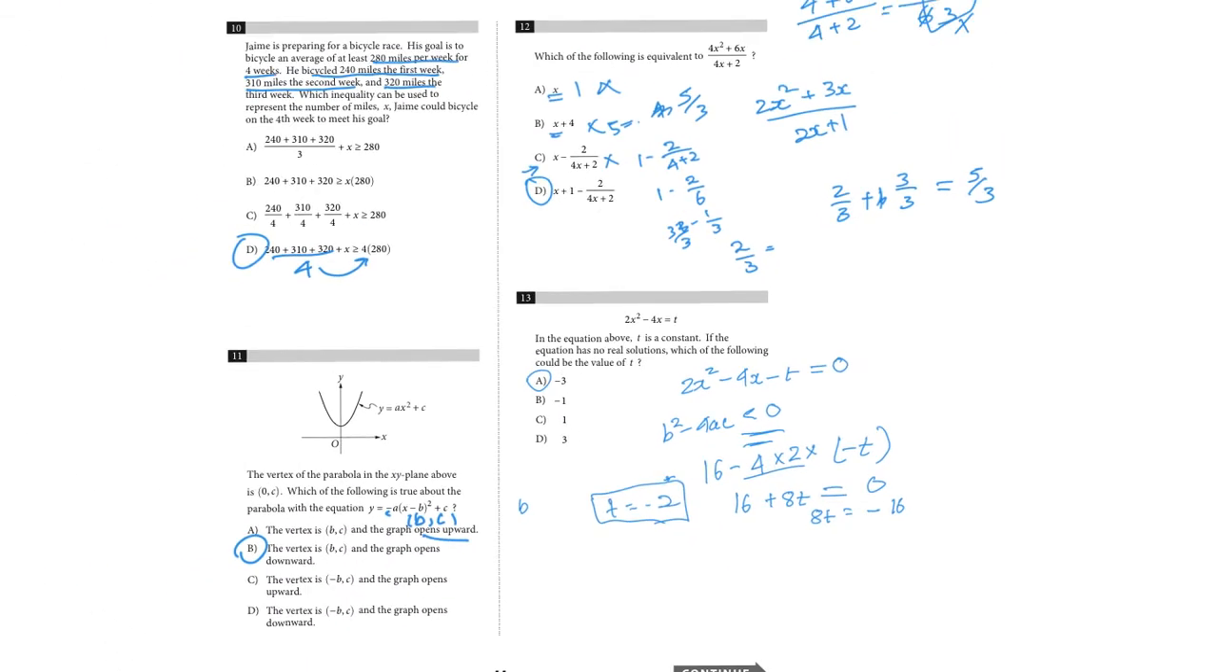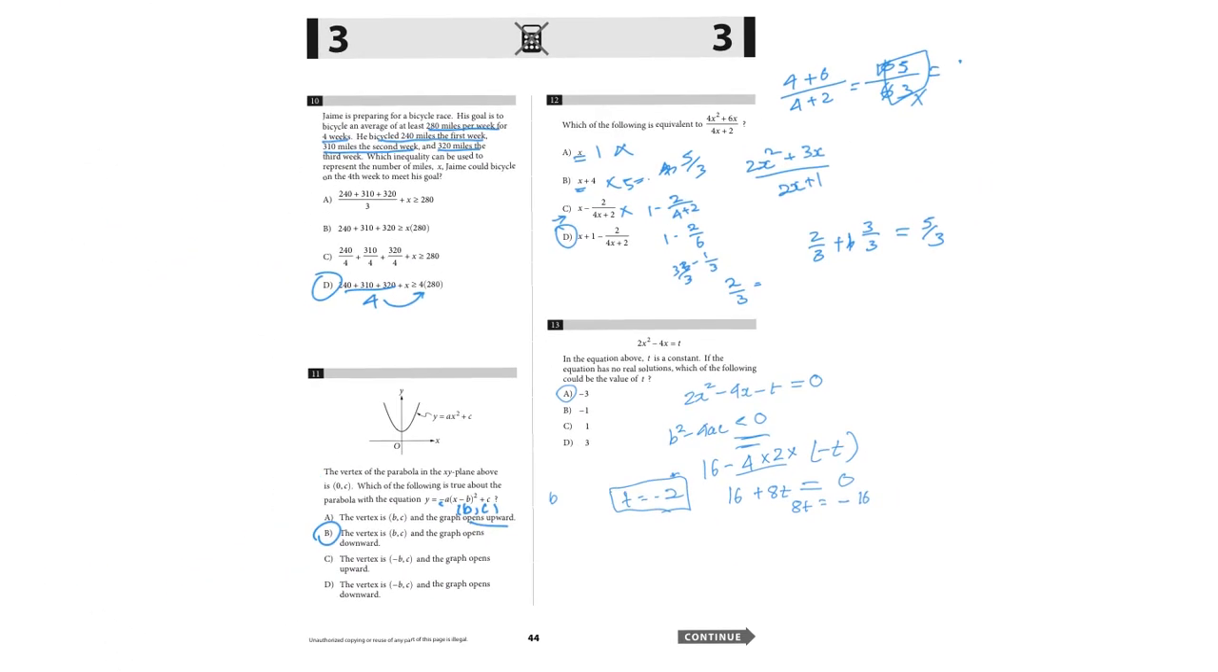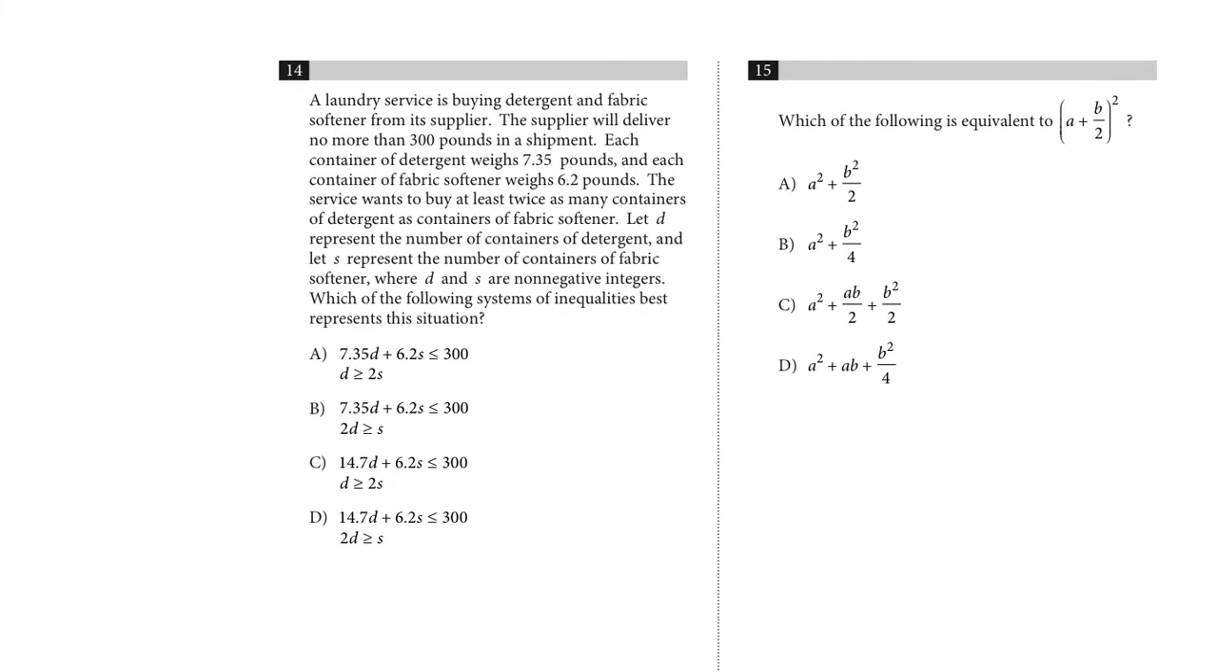Alright, so that's this page. Let's move on to the next one. Okay, a laundry service is buying detergent and fabric softener from its supplier. The supplier will deliver no more than 300 pounds in a shipment. So maximum of 300 pounds. Each container of detergent weighs, okay, so let's put it like this, D. And each fabric softener weighs this much. The service wants to buy at least twice.